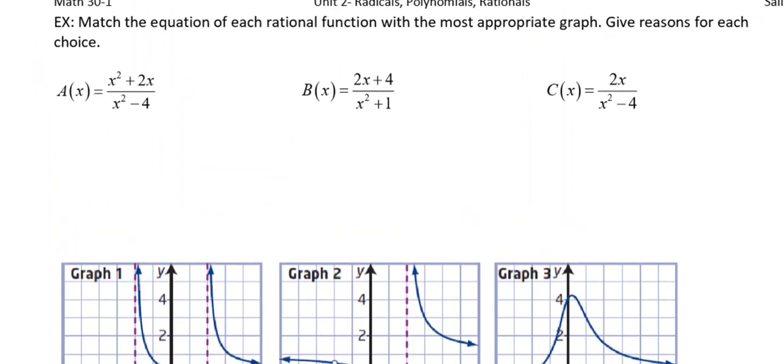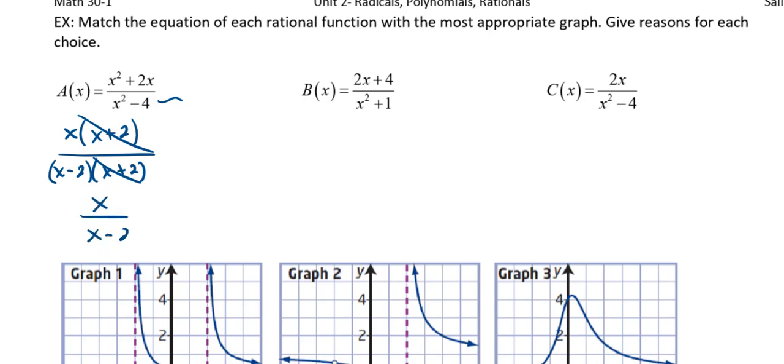All right, last question. Match the equation of each rational function with the most appropriate graph. Give reasons for the choice. Okay, so let's factor this again. So we're going to factor the top. That would be x times x plus 2 over, ooh, how do we factor this guy? It's x minus 2 times x plus 2. Yeah, it's a difference of squares, right? So we can write this as x minus 2 times x plus 2, and they cancel, right? So this ends up being x over x minus 2.